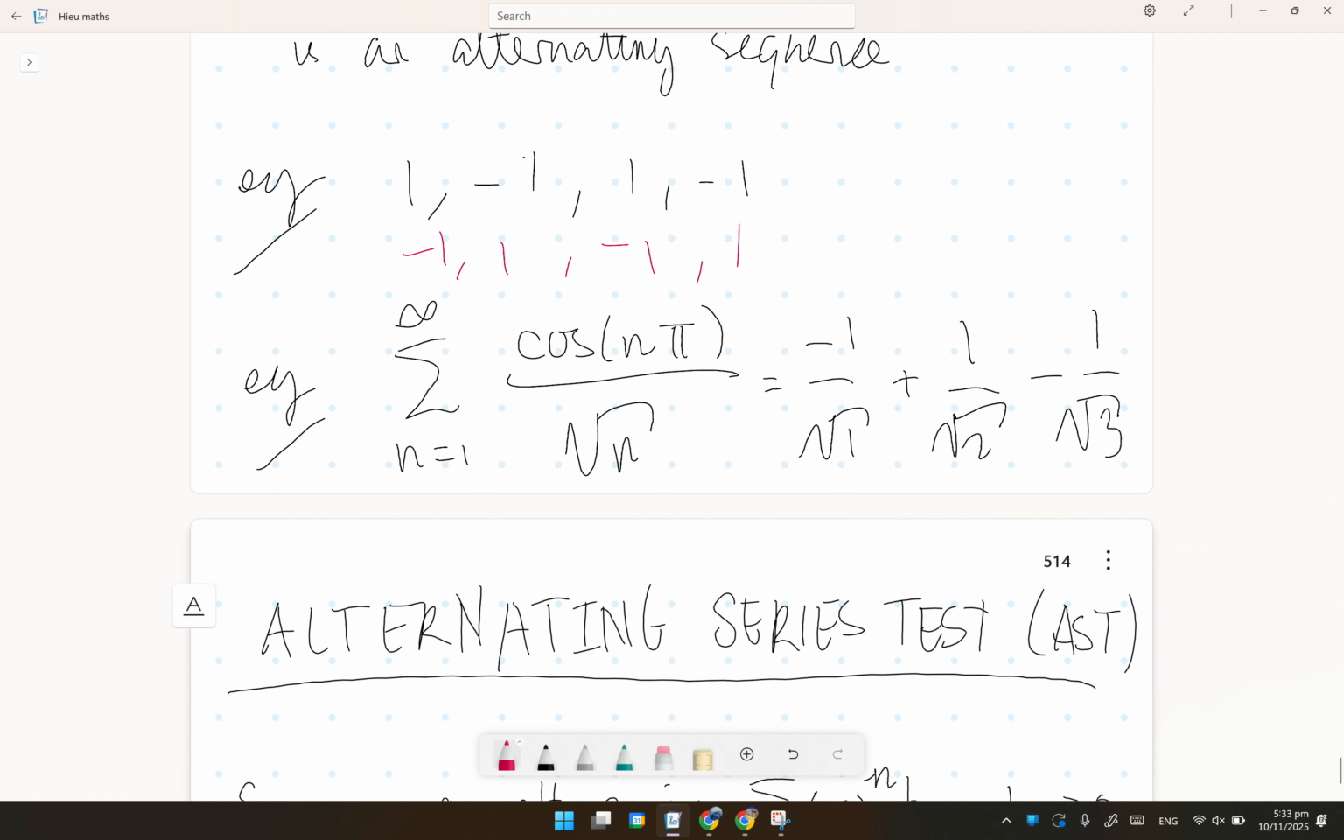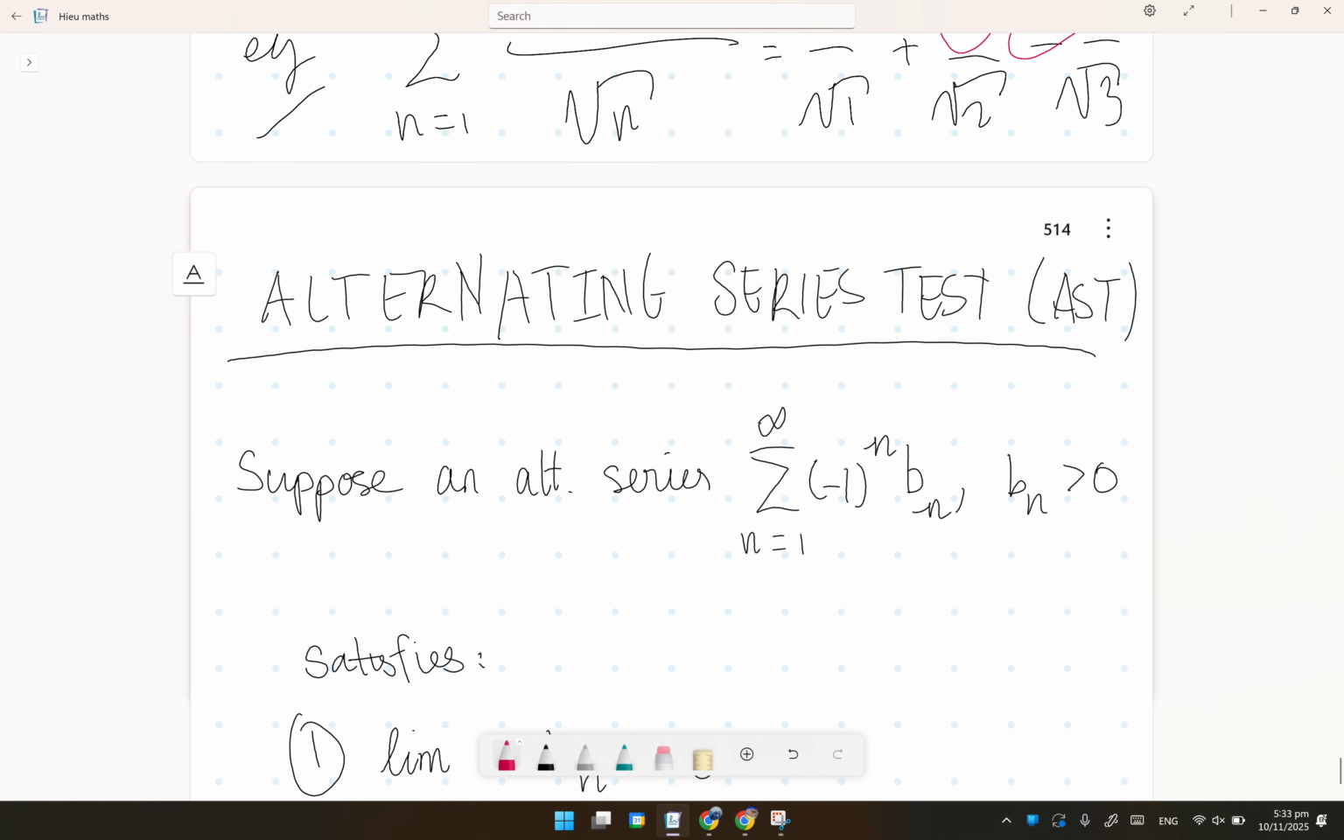It could also be something like this, where you have cos n pi, and what that's going to end up with is like this, right? So n equals 1, cos of pi is minus 1. Cos of 2 pi is 1, cos of 3 pi is minus 1. So that's how that works.